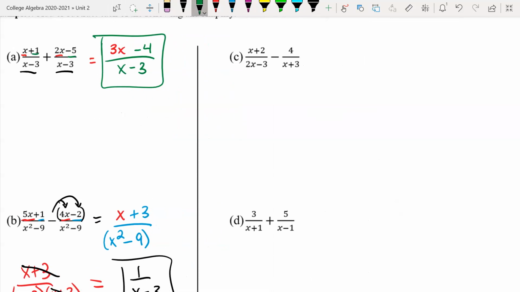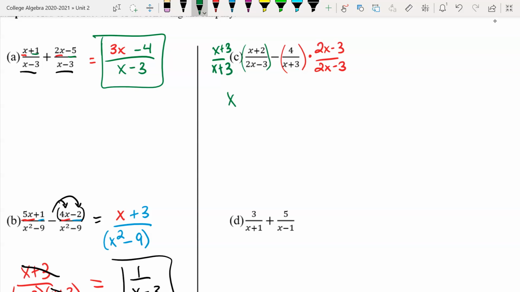Alright, C is where it gets a little bit harder because the denominators are not the same. The easiest way to think about this is to multiply the first fraction, x plus 2 over 2x minus 3, by the denominator of the other fraction. So I multiply by x plus 3. And I'm going to multiply the second fraction, 4 over x plus 3, by the denominator of the first fraction, which is 2x minus 3. When you do that, you're going to have to FOIL.